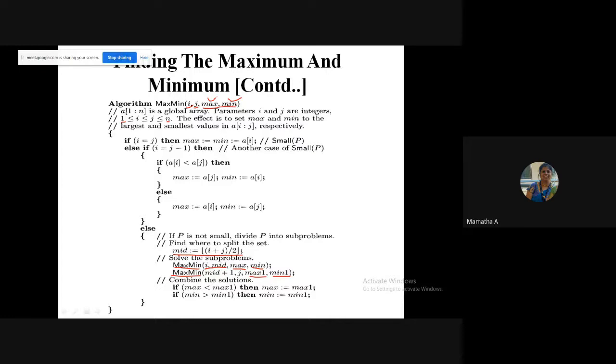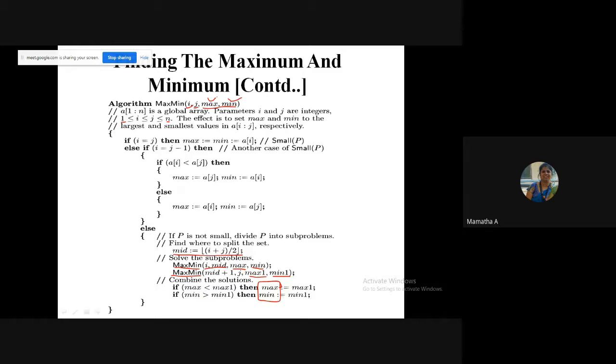So whichever is greater, that becomes your max value there. Again, similarly, if min is greater than min 1, then min becomes min 1. So whatever variable you write towards your LHS should be the same as what you have given in the main algorithm. Okay. So remember that.